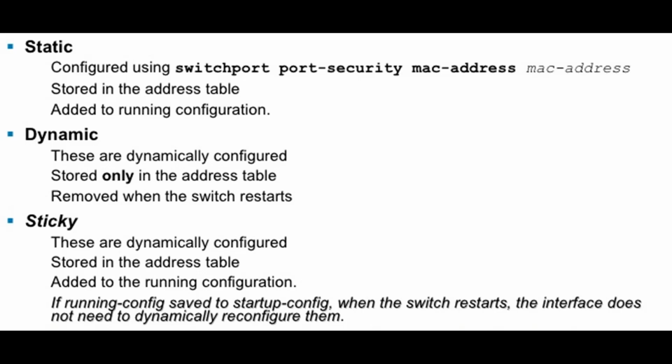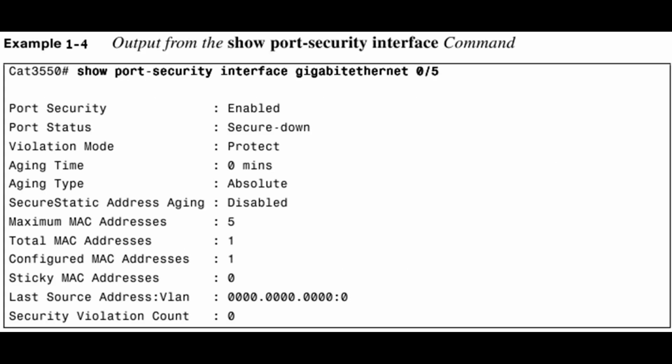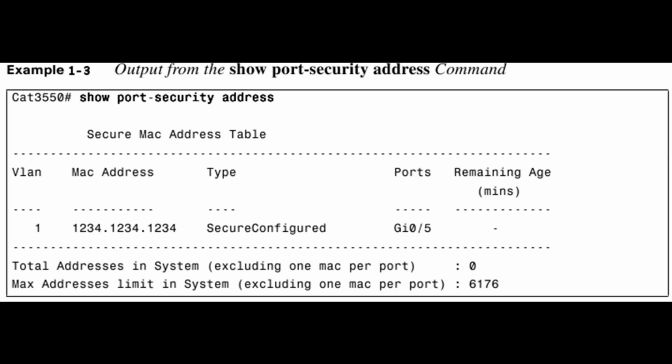The useful show commands that will be used in the later Packet Tracer are show port-security, which is used to show port security on all ports. Show port-security interface, and the interface you want to look at, which is a specific look at the interface that you want to use. And the last one is show port-security address, which will bring up the secure MAC address table that has been generated for the device.